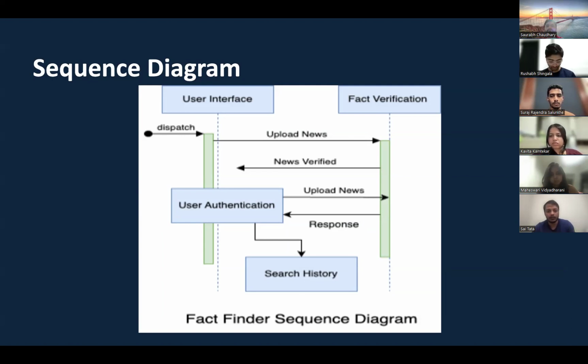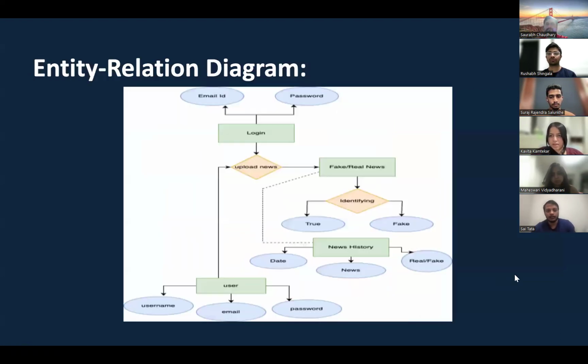This is the actual functionality of the sequence diagram. It will store all the information which we mentioned in the verify news. It will be stored in the history part. That is a feature we have additionally included, called the search history feature. Can you go to the next slide? And this is the ER diagram.